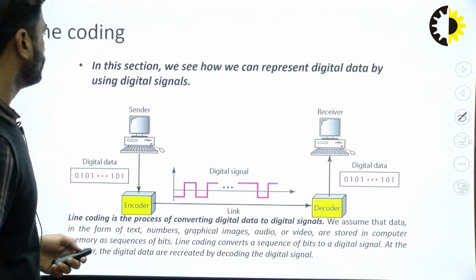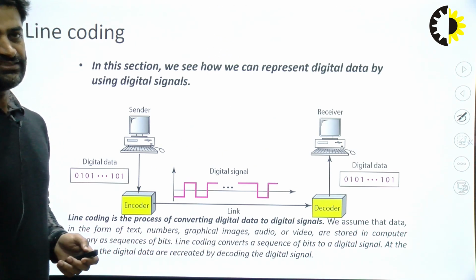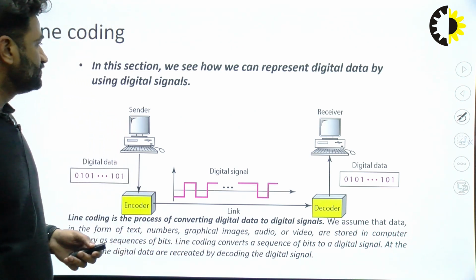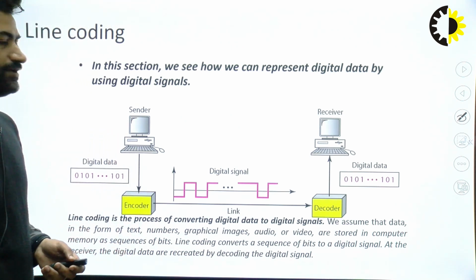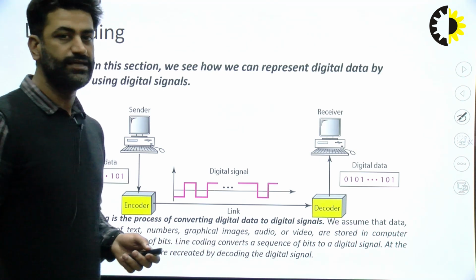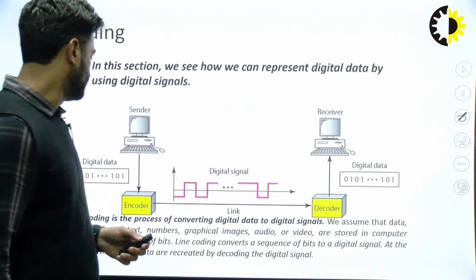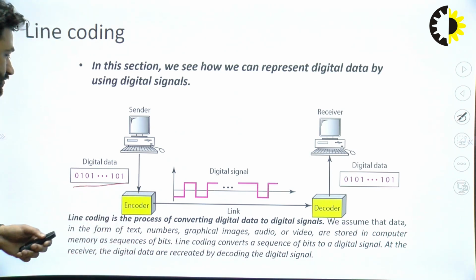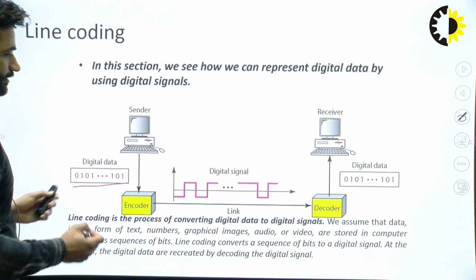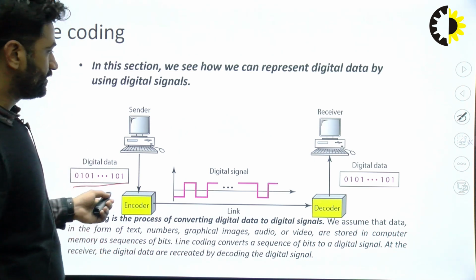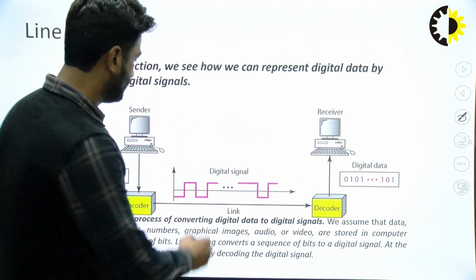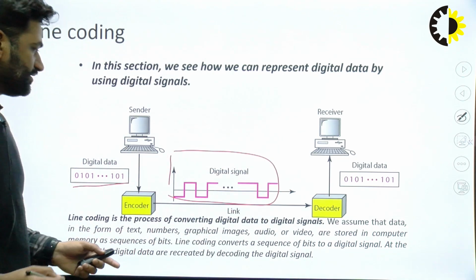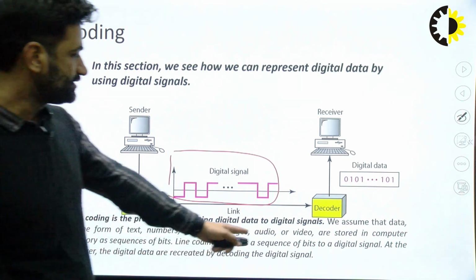Now, what is line coding? In this section, we see how we can represent digital data by using digital signals. Here, we are converting digital data into digital signals. This is the digital data, that is 0101 binary data. We are converting this digital data into a digital signal. This is the representation of the signal.